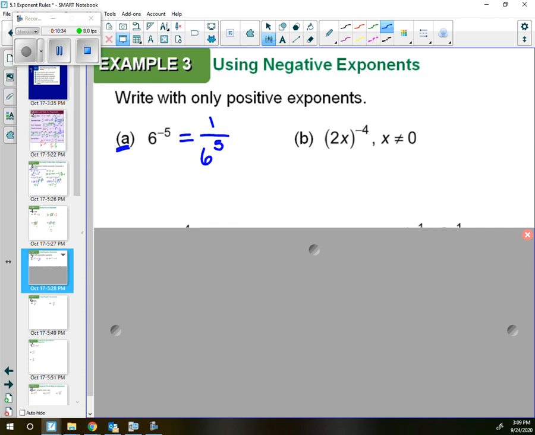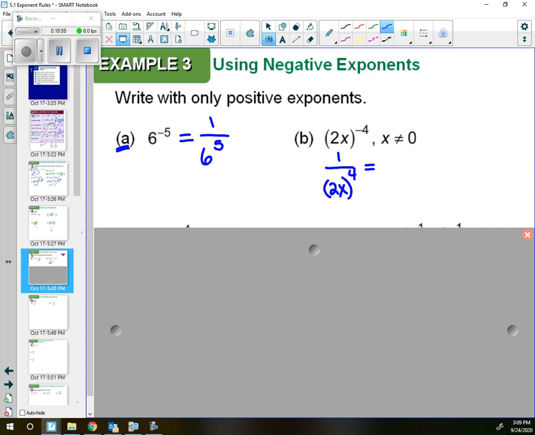All right, how would you do letter B then? Let's go ahead and pause. So 1 over, what's my base? Everything in the parentheses, so 2x, raised to the 4th power. For the last one, 6 to the 5th gets pretty big. You could write out what that number is if you want to, but if they get so large, I'm not so worried about that. I just want to make sure that you know what the exponent should be.